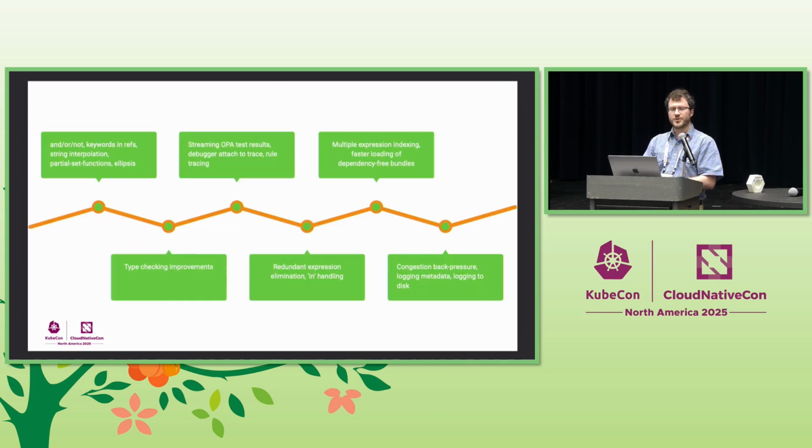We have a bunch of really cool things also planned on the roadmap. Some of these things include convenience features like new keywords and string interpolation. We also have a bunch of improvements planned for the rule indexer, type checking, and more.